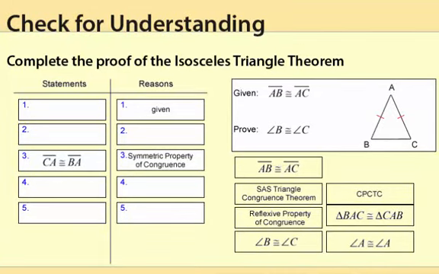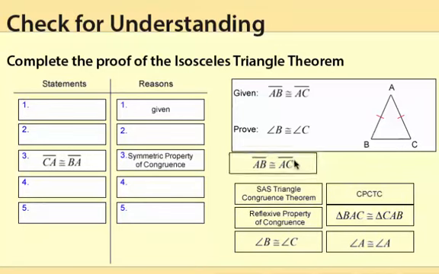Okay, complete the proof of the Isosceles triangle theorem. Now the Isosceles triangle theorem states that if two sides of a triangle are congruent, then the two angles opposite the sides are congruent. So here we're given two sides of a triangle are congruent, and we're going to prove the two opposite angles from those sides are congruent, which are the base angles, angle B and C.